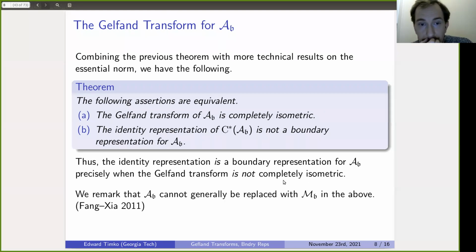Quick comment though: we'll also be looking at this property for M_B, but in the above theorem, you can't replace A_B with M_B generally, and this follows from some results of Fong and Xia from 2011 that prevent this from happening.